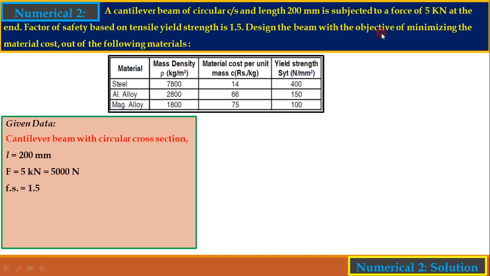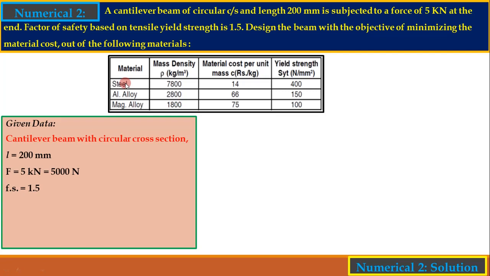But there is one objective, that is the objective of minimizing the material cost. That means we have to find out the diameter of the cantilever beam in such a way that its material cost must be a minimum out of these three materials. So we have these three options. That means we have three possible solutions. So out of these three possible solutions, we have to select the one solution which has the minimum material cost.